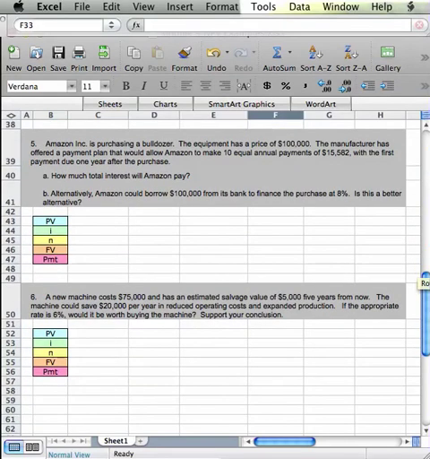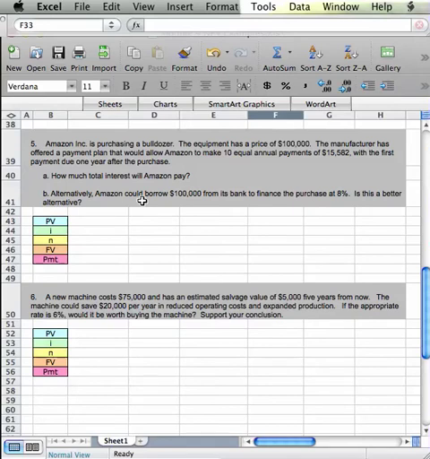Let's look at the next example. In this case, Amazon is purchasing a bulldozer. The equipment has a price of $100,000. The manufacturer has offered a payment plan that would allow Amazon to make 10 equal annual payments of $15,582. And the first payment is going to be due 1 year after the purchase. Here, we want to know how much interest Amazon will pay.